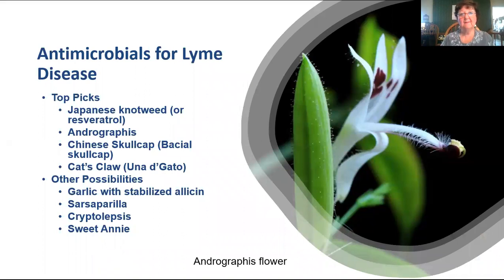There are some great antimicrobials for Lyme disease. The top picks, of course, are Japanese knotweed or resveratrol, Andrographis, Chinese skullcap, and cat's claw, which is readily available. It comes from South America. And other possibilities, of course, are garlic, sarsaparilla, cryptolepis, and sweet Annie.